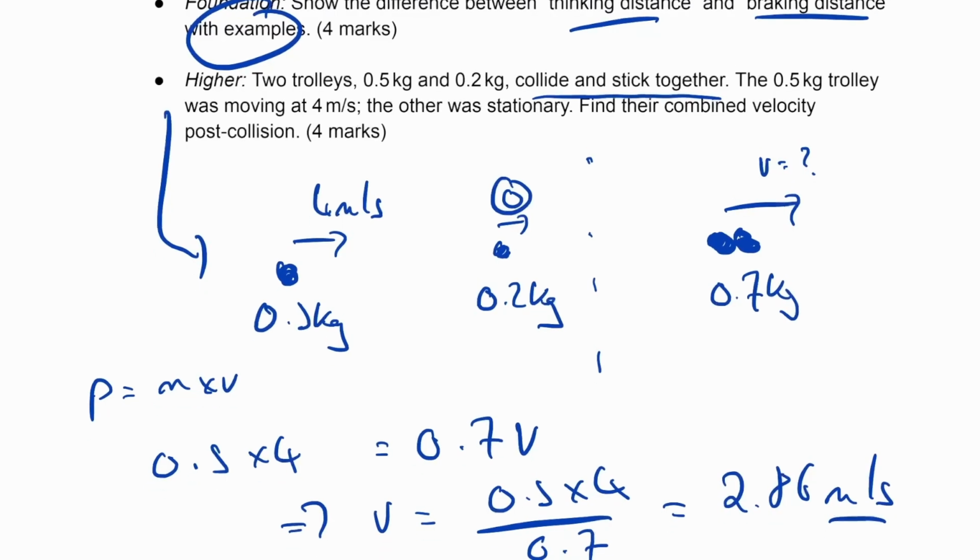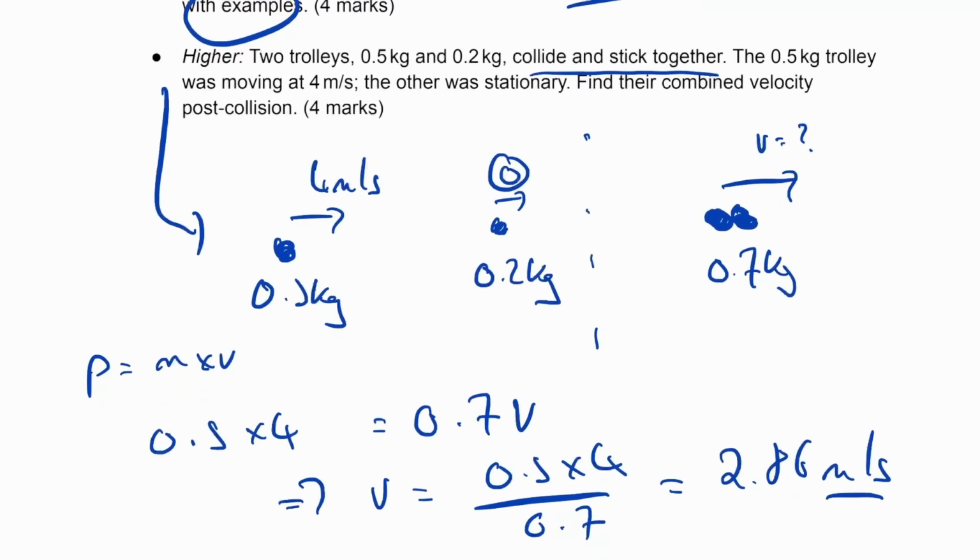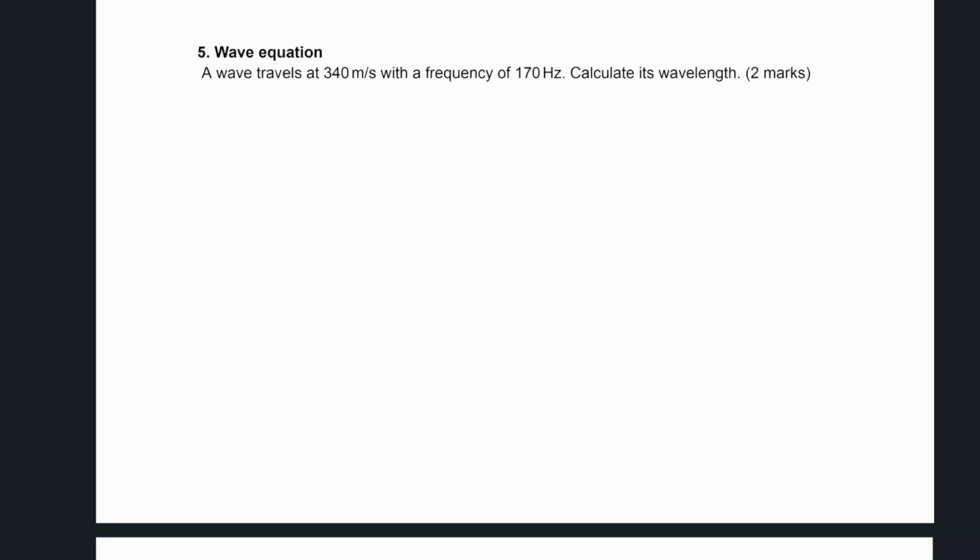Okay, so that is the higher version of the conservation of momentum question that could come up in your paper. And you just apply the formula just like you saw there, where we use the concept of conservation of momentum. Okay, the next question that ChatGPT has got for us is the wave equation question.